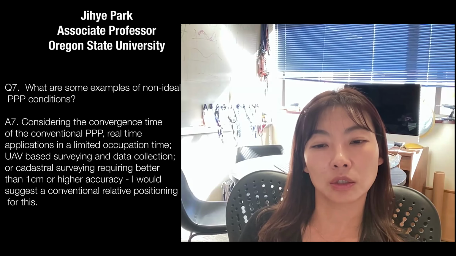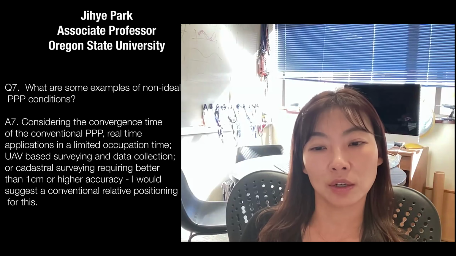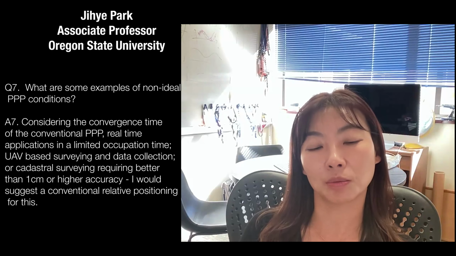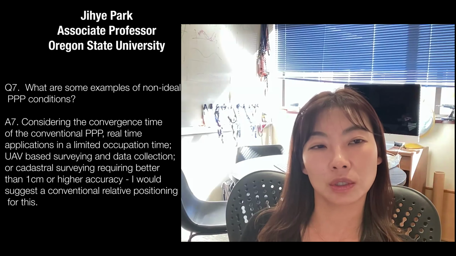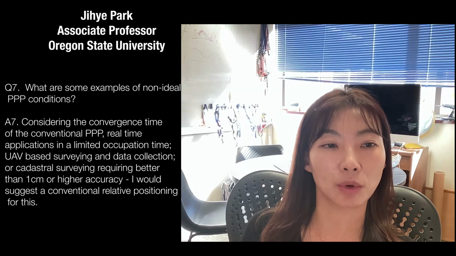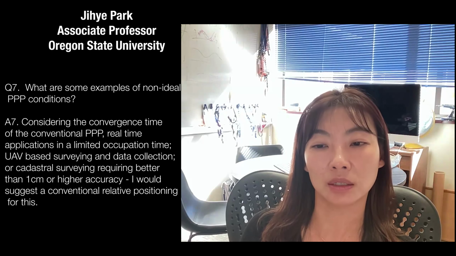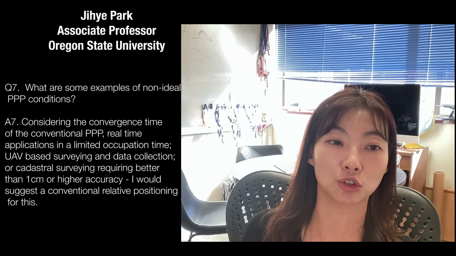Or something that requires really high accuracy solutions, like cadastral surveying that requires 1 centimeter or even millimeter level accuracy. Then we would probably recommend other ways, like conventional relative positioning, such as static relative positioning, rather than PPP, as long as there's available infrastructure like a GNSS network. Thanks.